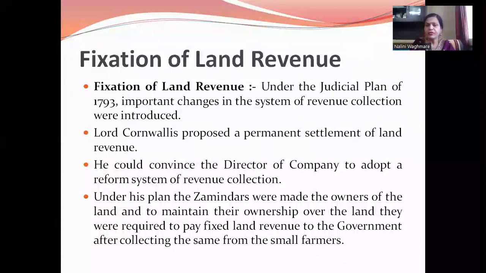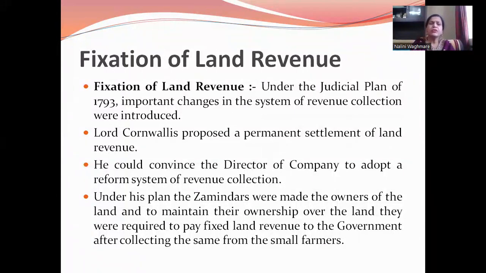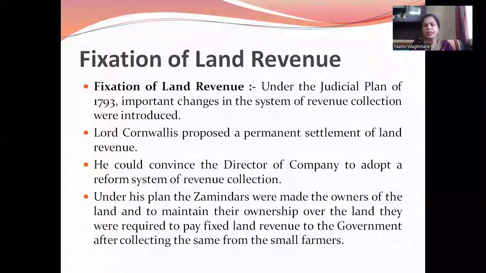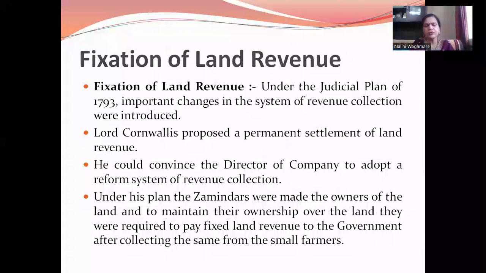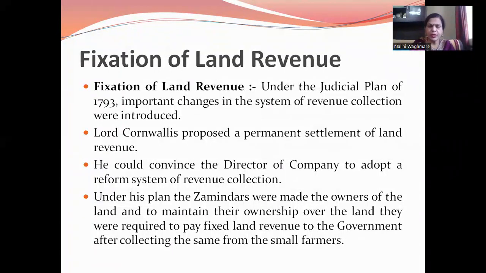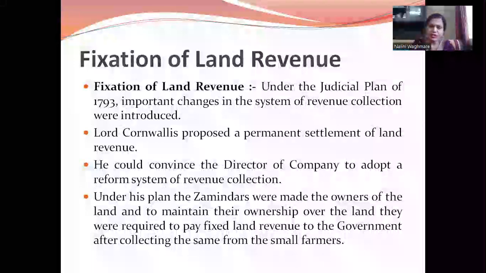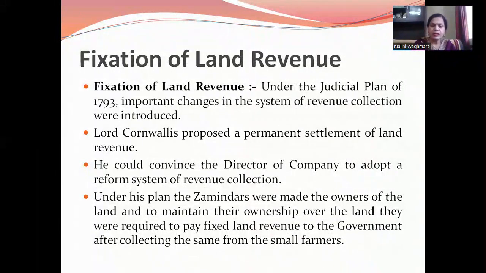Then the fixation of the land revenue system. Under the Judicial Plan of 1793, important changes in the system of revenue collection were introduced. Lord Cornwallis proposed the permanent settlement of land revenue. He could convince the directors of the company to adopt a reformed system of revenue collection. Under his plan, the Zamindars were made the owners of the land, and to maintain their ownership over the land, they were required to pay fixed land revenue to the government after collecting the same from the small farmers. So here there was a fixation of how much the Zamindar has to collect from the small farmers.